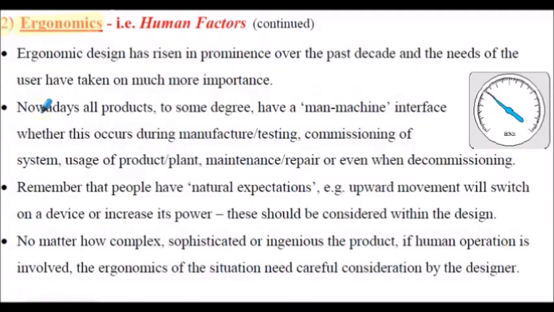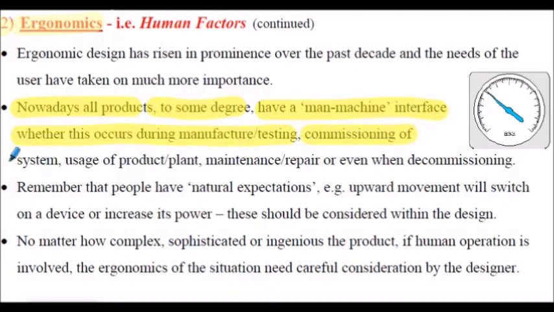Ergonomics continued. So nowadays all products to some degree have a person-machine interface, whether this occurs during manufacture, testing, commissioning of the system, usage of the product or plant, maintenance, repair, or even decommissioning. For example, decommissioning nuclear power stations will most likely require operators to be fully remote from the decommissioning environment, so design of the interfaces for the robotics, etc.